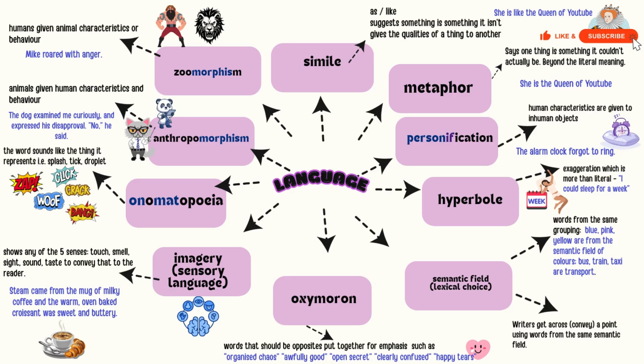Now, zoomorphism, again, morph, things changing. Zoomorphism is when humans are given animal characteristics or behaviour. So it's definitely not personification if Mike roared with anger, because Mike is a man. He's been given the qualities of the lion roaring with his anger. And so that is zoomorphism because he has been given animal qualities. Oof. Okay, I hope that wasn't too much.